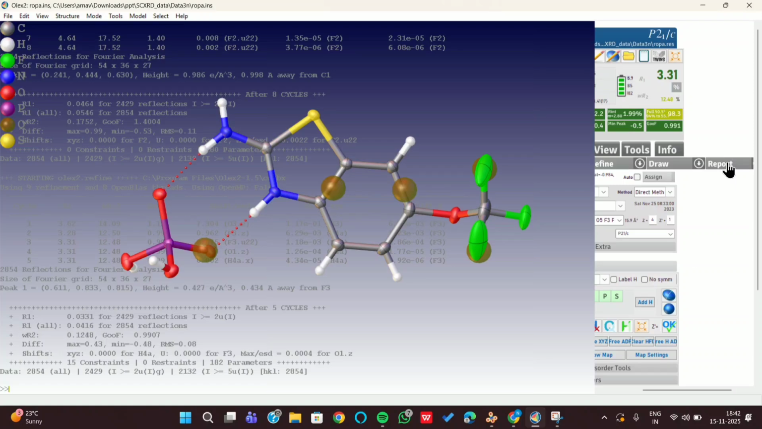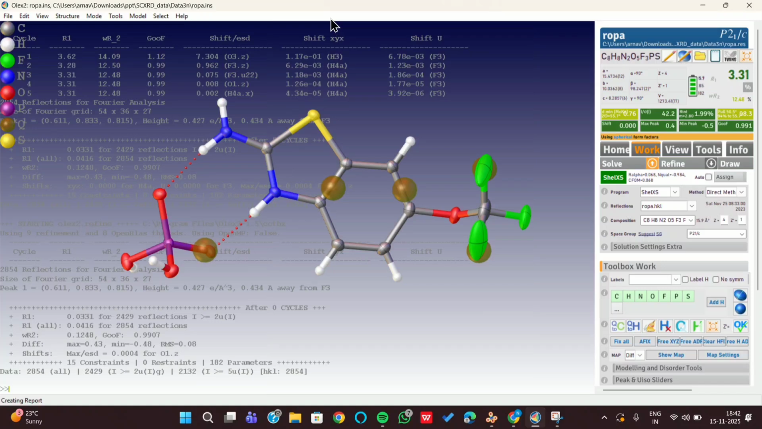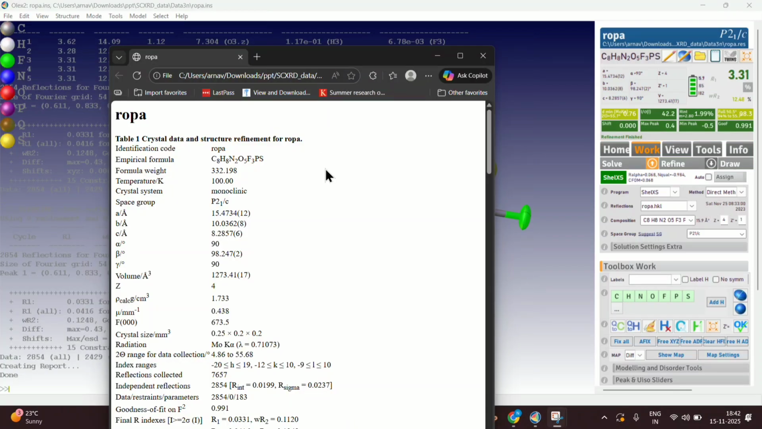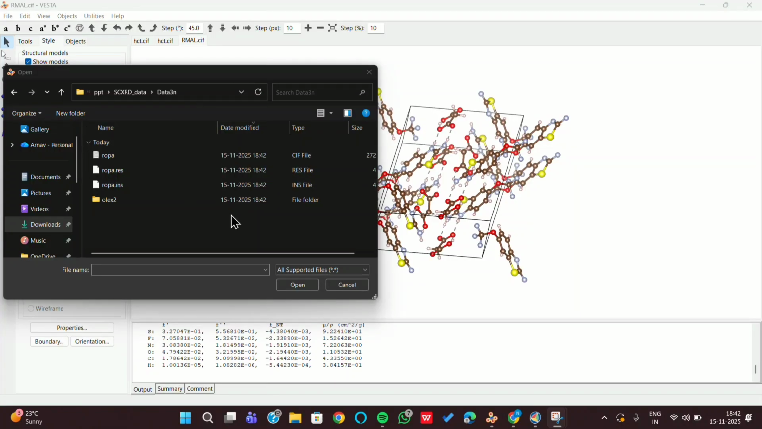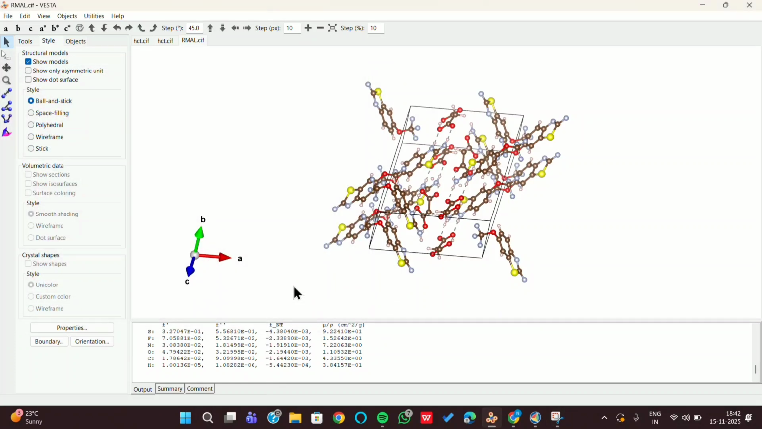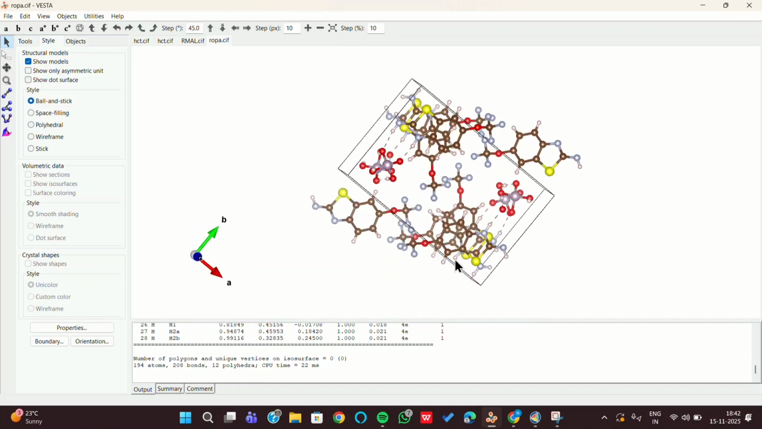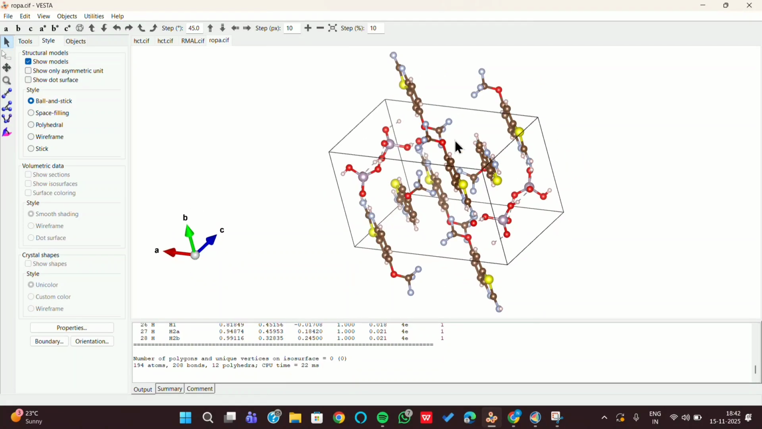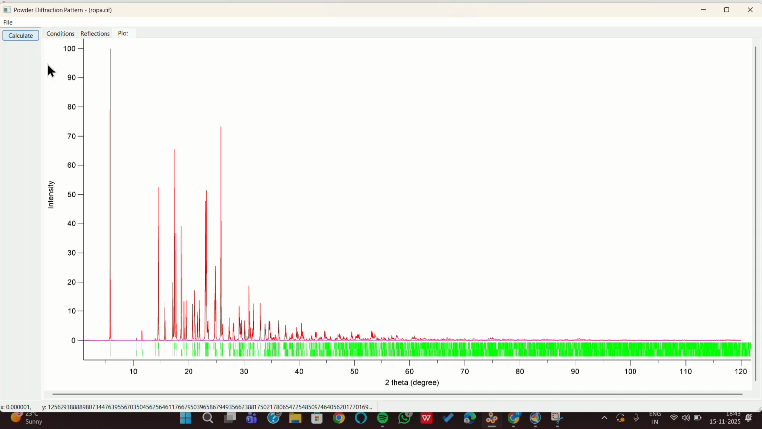So we will download the report, and after downloading the report we'll open this in Vesta. This is the report which shows all the data, fractional coordinates. So this is the zip file which we'll open. This will generate a crystal structure. As you can see, this is the Vesta software, and then we'll go to utilities and calculate the PXRD pattern. So this is the PXRD pattern of this salt.